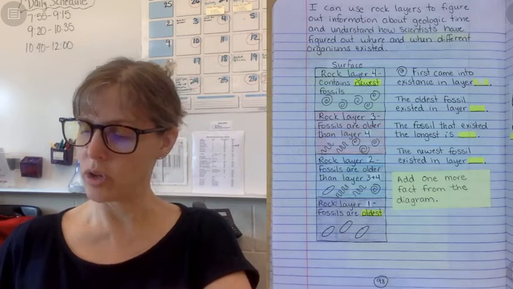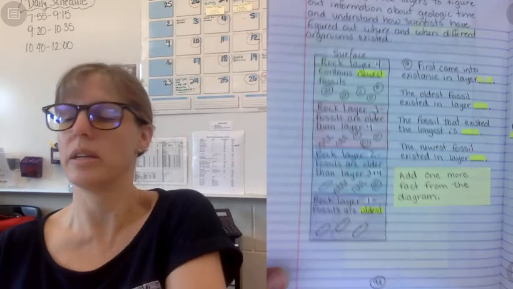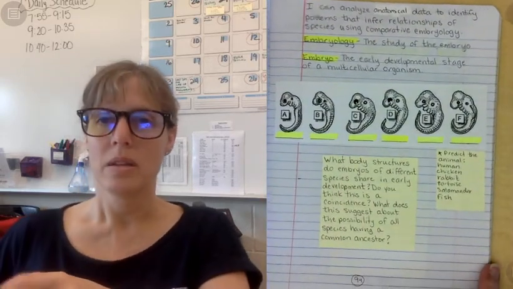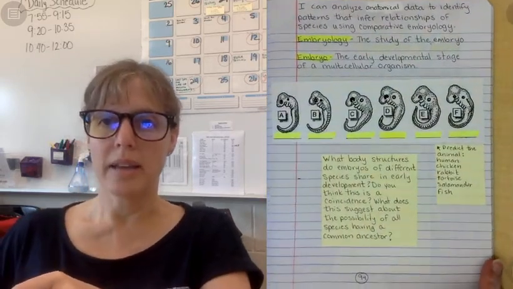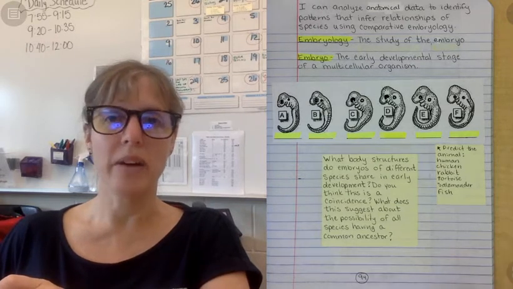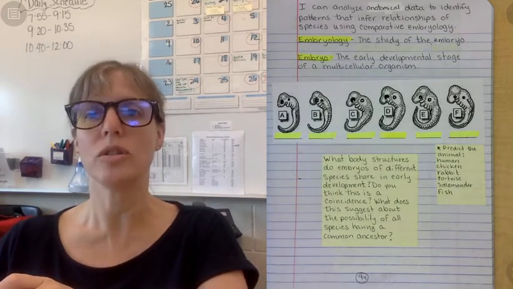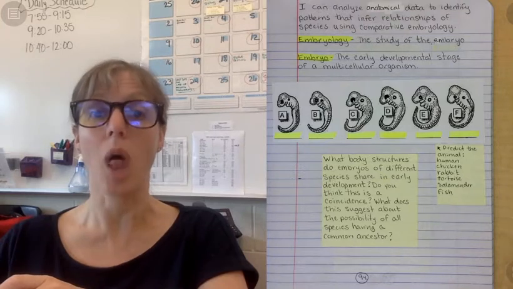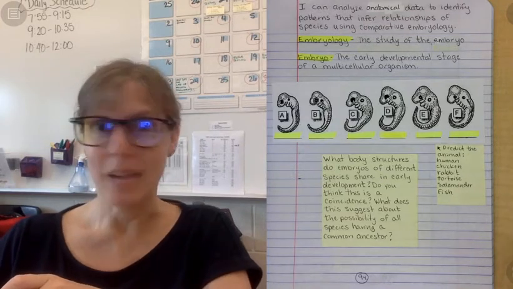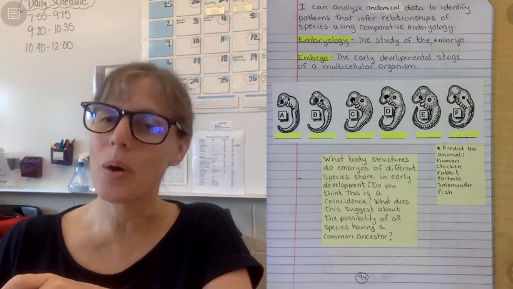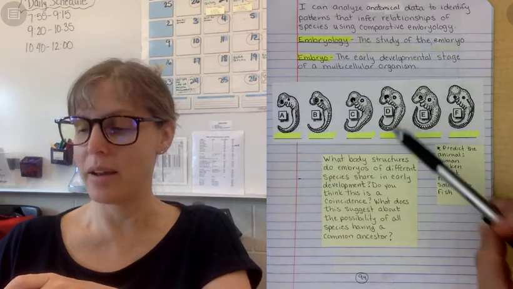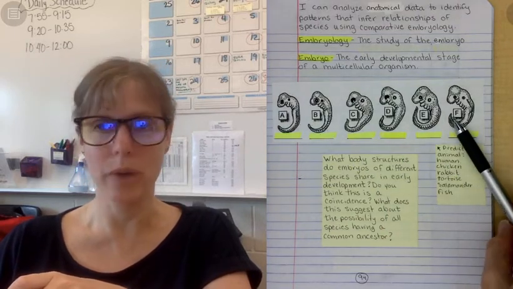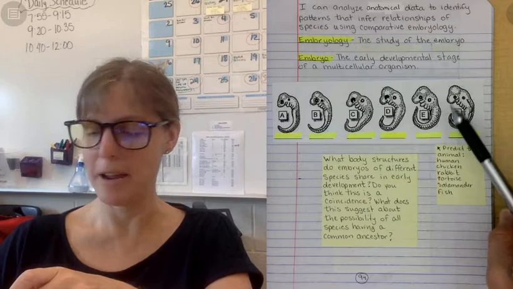All right, make sure you have page 93 in your notebook there, and let's turn the page. All right, I can analyze anatomical data to identify patterns that infer relationships of species using comparative embryology. That was a mouthful, right? So really, we're looking at the body shapes of embryos and comparing them, okay?